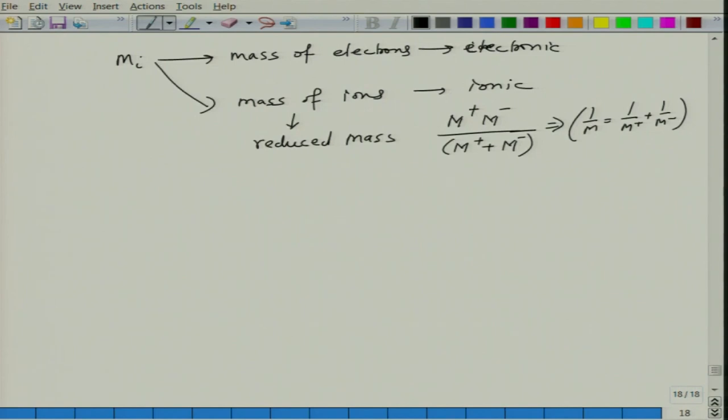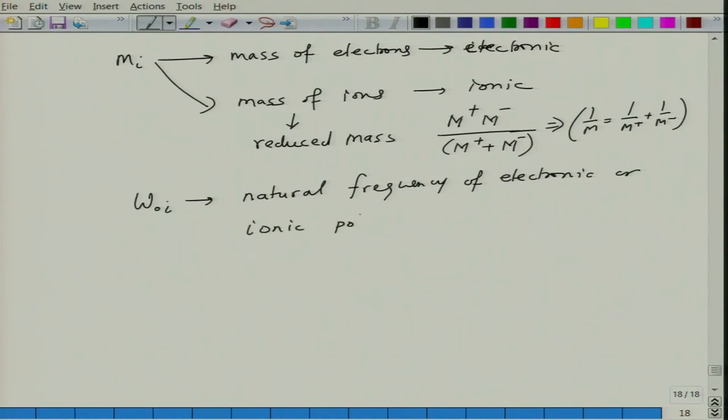So m plus and m minus are the cationic and anionic masses, and similarly q_i will be as appropriate, which can be easily determined, and this omega_0i will be the natural frequency of electronic or ionic polarization. All right, and this is why, when you plot them, you see the behavior. I will come to the plots later on. So let us now write the polarization. What is the polarization going to be?